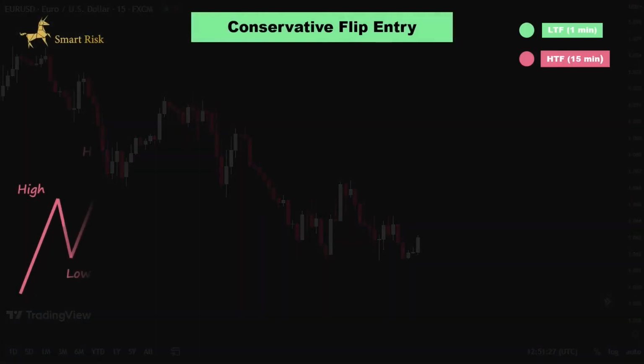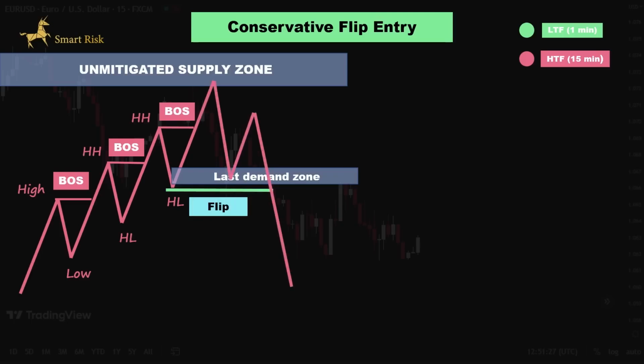Imagine we have a perfect flip pattern in the 15-minute time frame. That price, after mitigating the higher time frame supply, couldn't make a new high, and finally flipped the recent demand zone after showing us a pullback. So first, we should highlight the flip zone created by the wave, which flipped the recent demand zone.